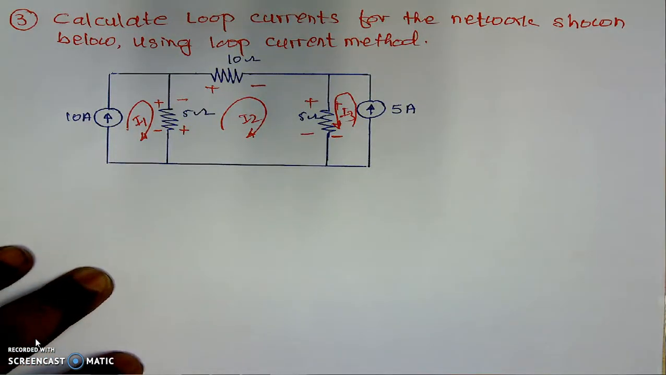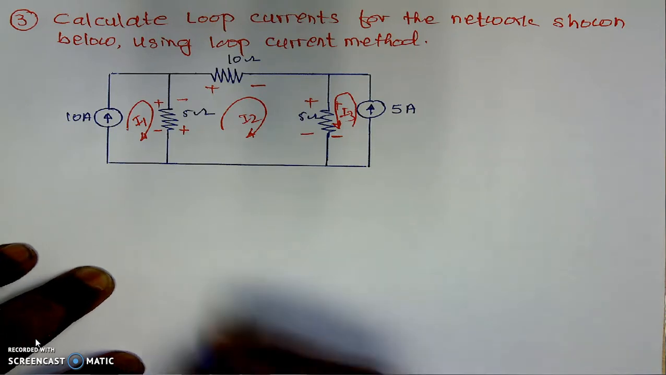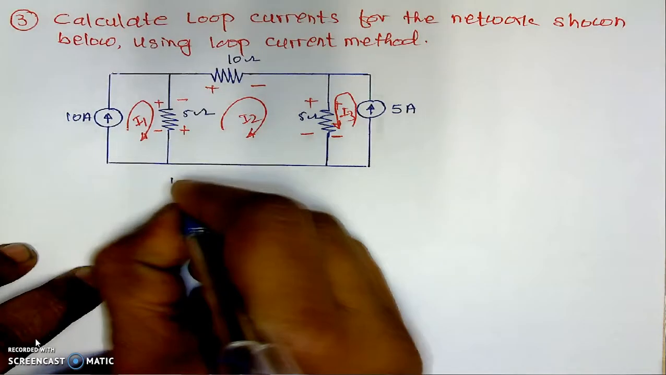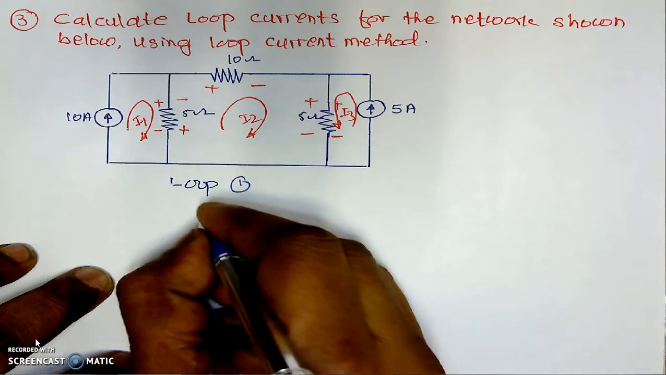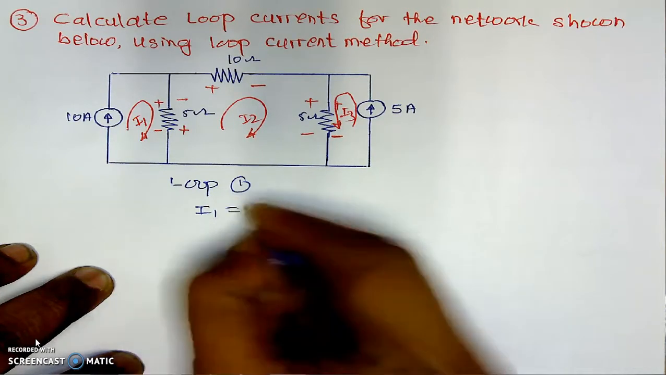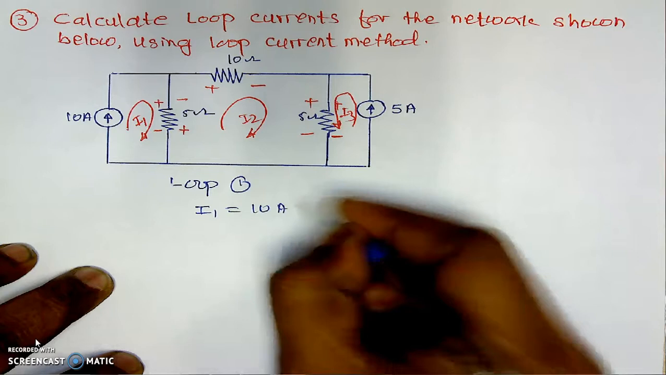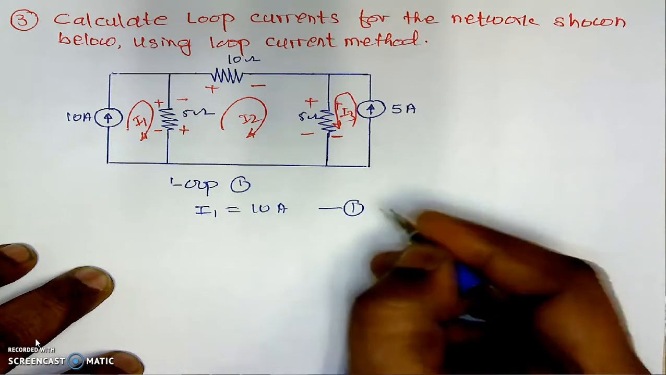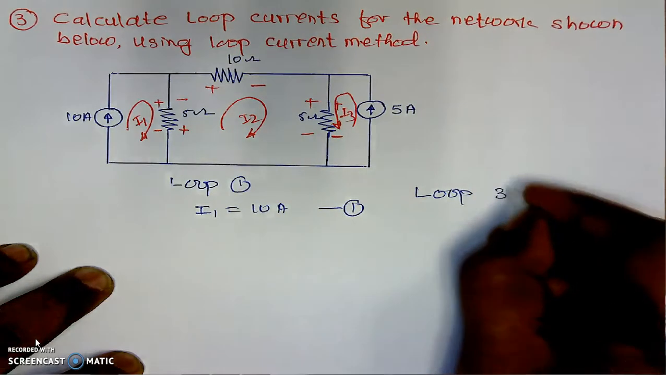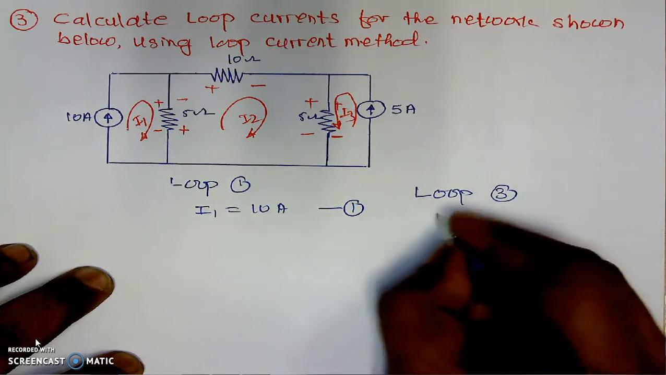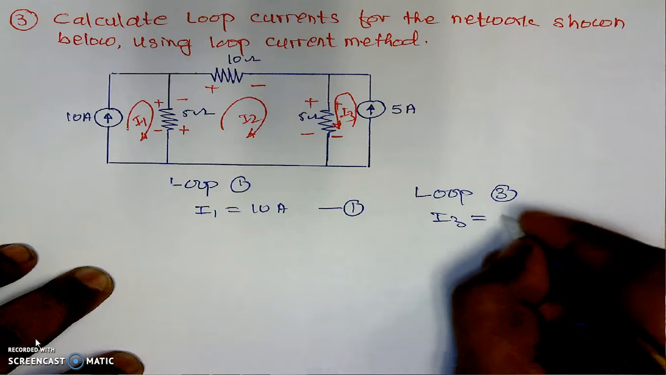Now why are we applying KVL to the loop? To calculate the current I1. But in this case the problem is very simple, so there is no need to apply KVL for loop 1. From loop 1 we can directly get the value of the current I1, which is equal to 10 amperes, and this is equation number 1. Similarly from loop number 3 we will get the value of the current I3, which is equal to 5 amperes.